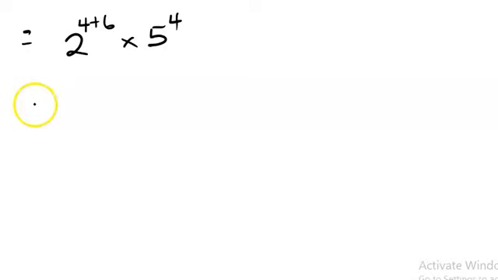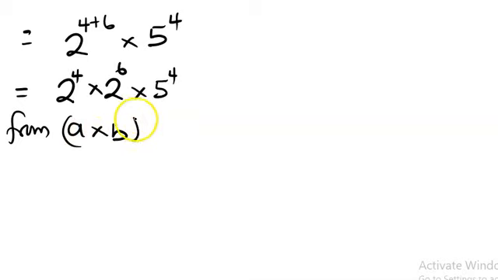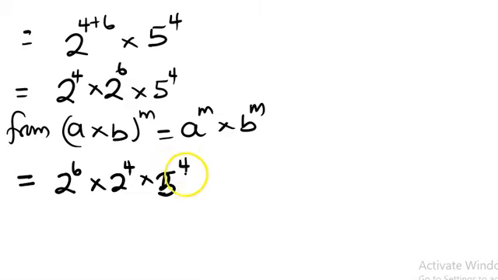Now from indices, we can express this one, say 2 raised to the power 4 times 2 raised to the power 6 times 5 raised to the power 4. Now from indices, we have a times b all raised to the power m, and write it as a raised to the power m times b raised to the power m. So from here we can move to the left hand side. So this is equal to 2 raised to the power 6 times 2 raised to the power 4 times 5 raised to the power 4.